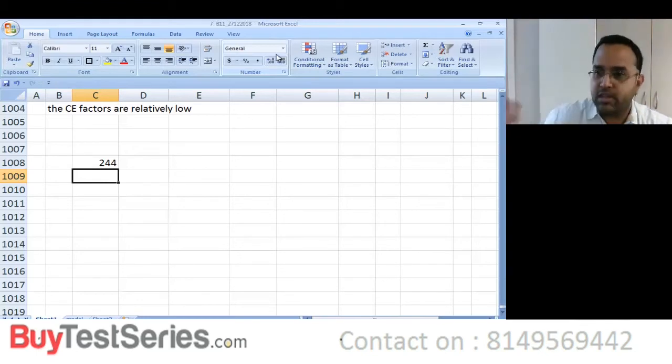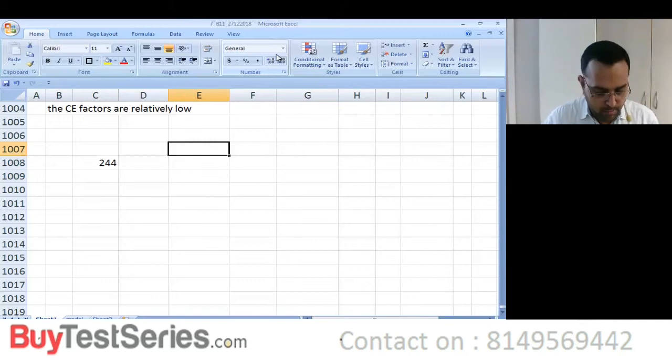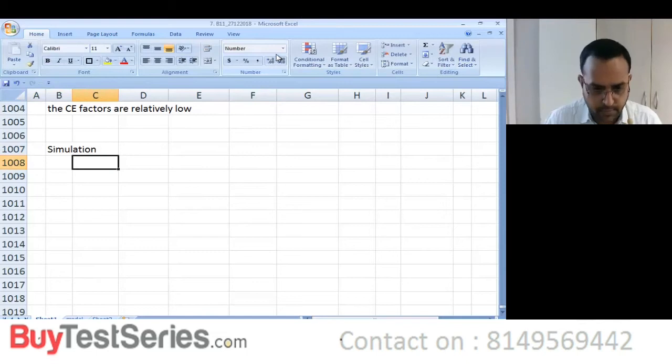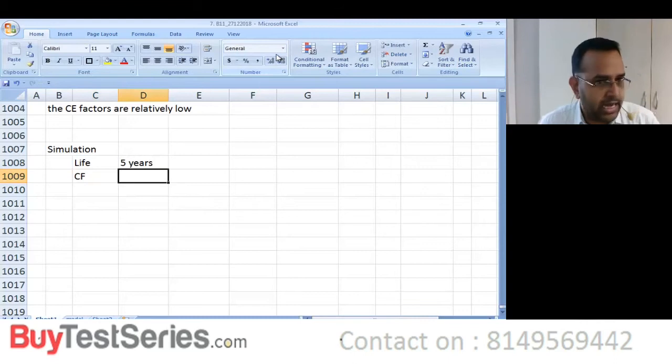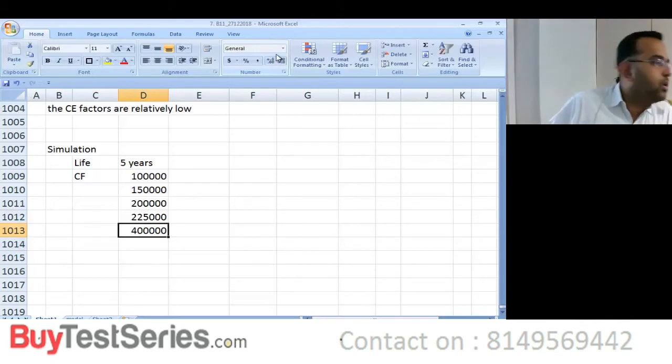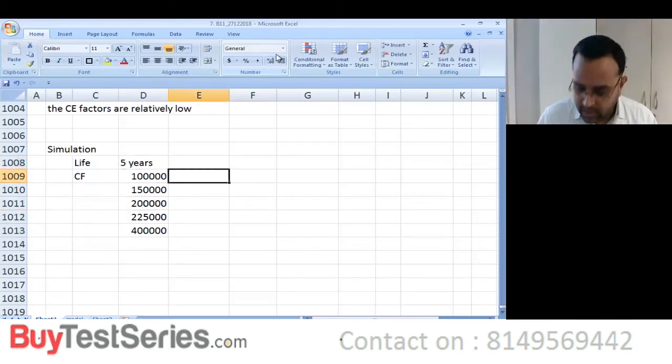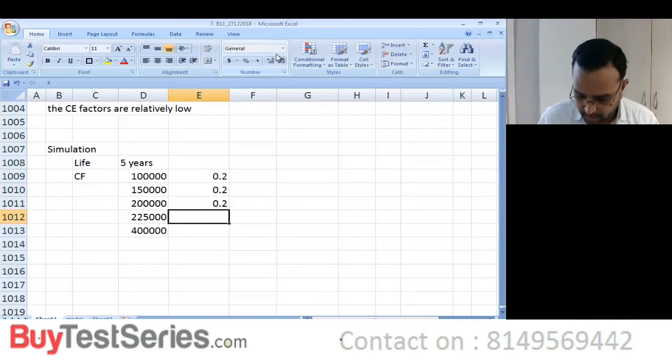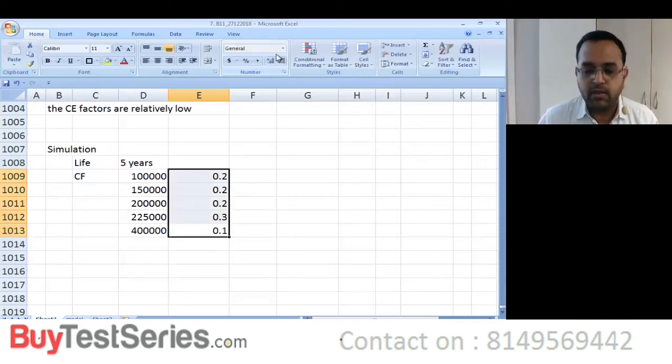We do the simulation in 3-4 steps. For example, if I say project life is 5 years, yearly cash flows can either be 1 lakh or 1,50,000 or 2 lakhs or 2,25,000 or 4 lakhs. What is the probability of this happening? Probability of this happening is, let's say, 20%, 20%, 20%, 30%, 10%. This is the probability.